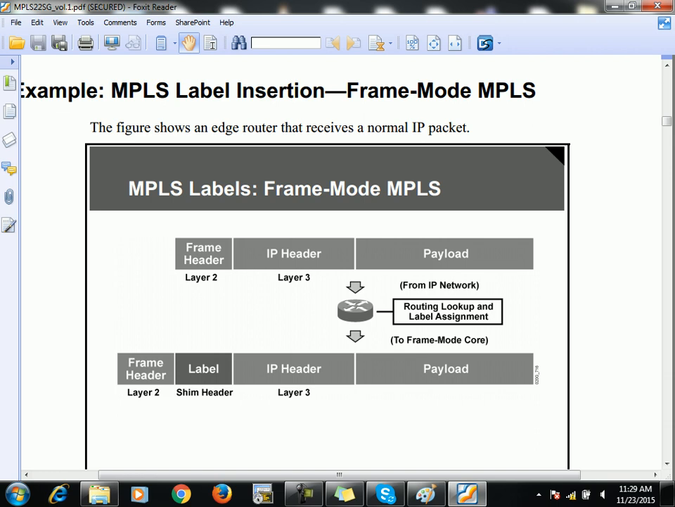This is the way in which MPLS works actually. This is your normal packet: layer 2 header, layer 3 header, and then payload. But after label assignment, whenever a packet enters the MPLS domain, a label will be assigned to your packet. It will be assigned in between layer 2 and layer 3 header, and that is also called the shim header. And you can have multiple labels in between layer 2 and layer 3 header.